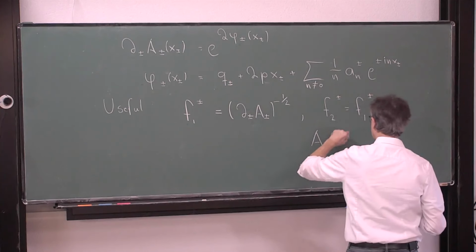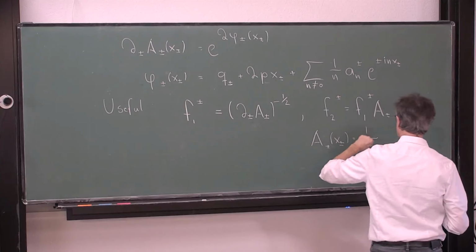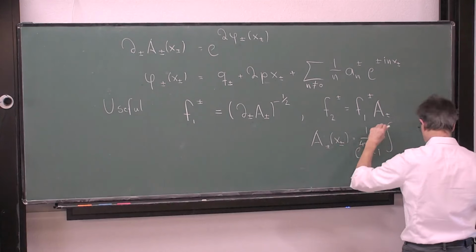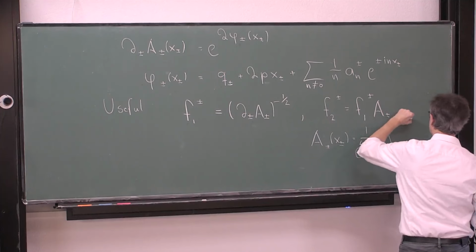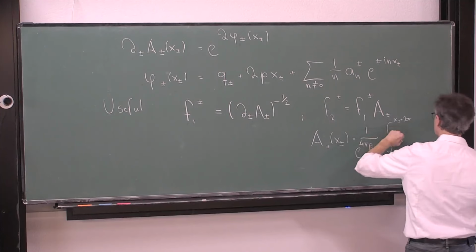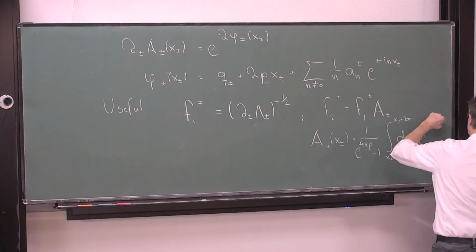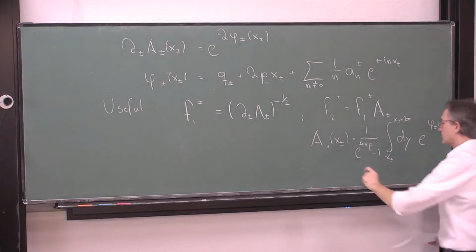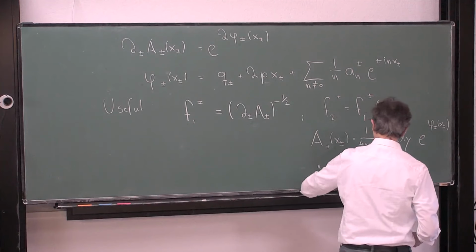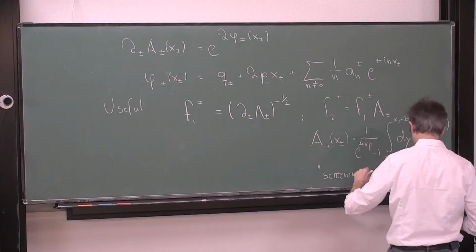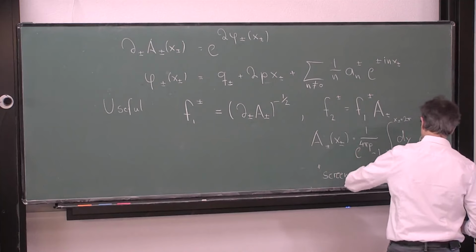Plus 1 over e to the 4 pi 3 minus 1, integral from plus minus to x plus minus plus 2 pi, dy. And then e to the phi plus minus of x plus minus. Maybe we give it a name already, because this also serves to indicate relations to things that some of you will know from different but related contexts, so that's the charge.